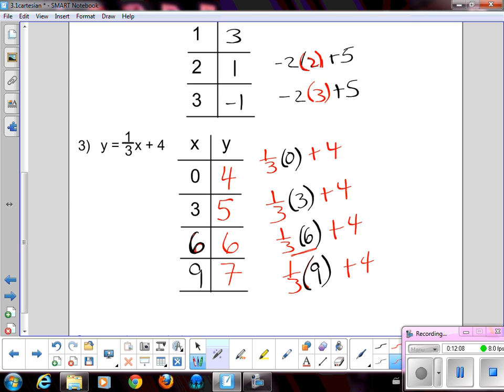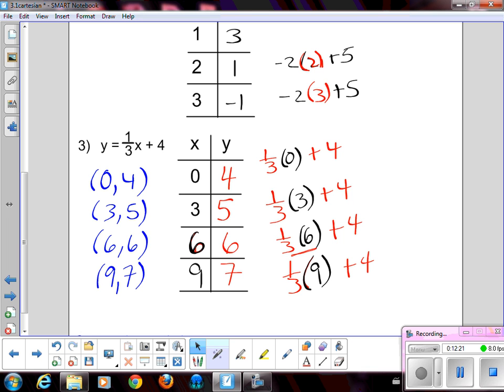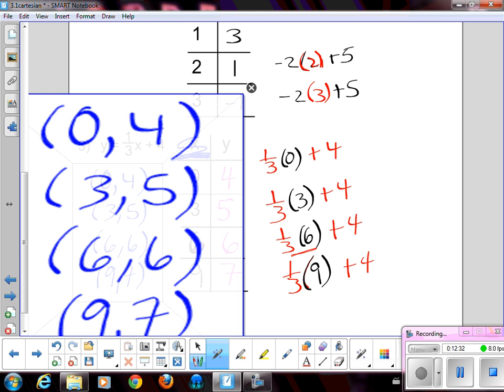And what I've created with that t-table is ordered pairs of (0, 4), (3, 5), (6, 6), (9, 7). Now there are infinite points, so I could have chosen any points I wanted for x, anything I wanted at all. I just decided to choose these ones. Having said that, there's nothing wrong with me choosing other ones. I chose numbers that were easier to work with. So when I go to graph them, and as I said, that's what we'll be doing tomorrow, you'll see that it's done that way on purpose so that it's easier for you to graph.